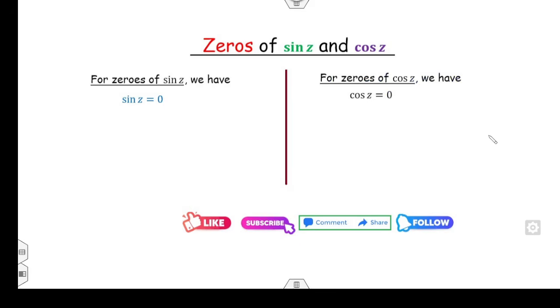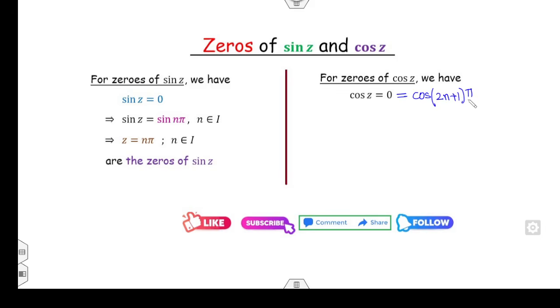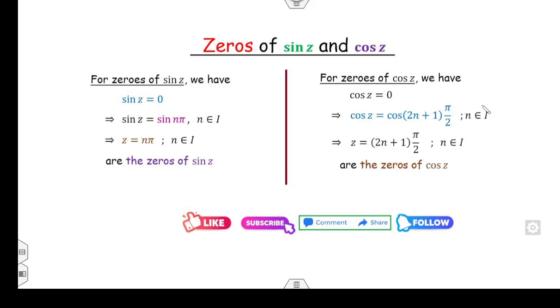So our target is to find the zeros of cos z and sin z. When will it be 0? Sine will be 0 when it is n pi. This implies z equals n pi are the zeros of the function. Similarly, cos value will be 0 when it is 2n plus 1 into pi by 2, where n is an integer. Therefore, the zeros of cos z is 2n plus 1 pi by 2, and the zeros of sin z is n pi.